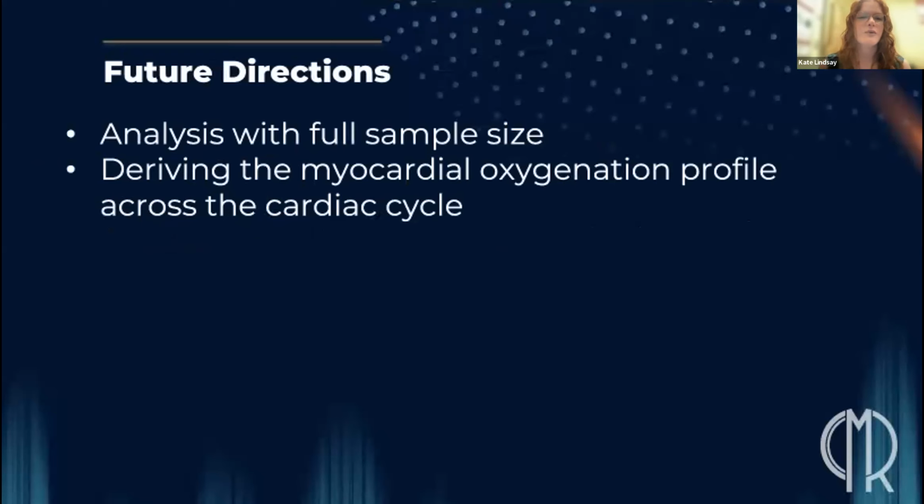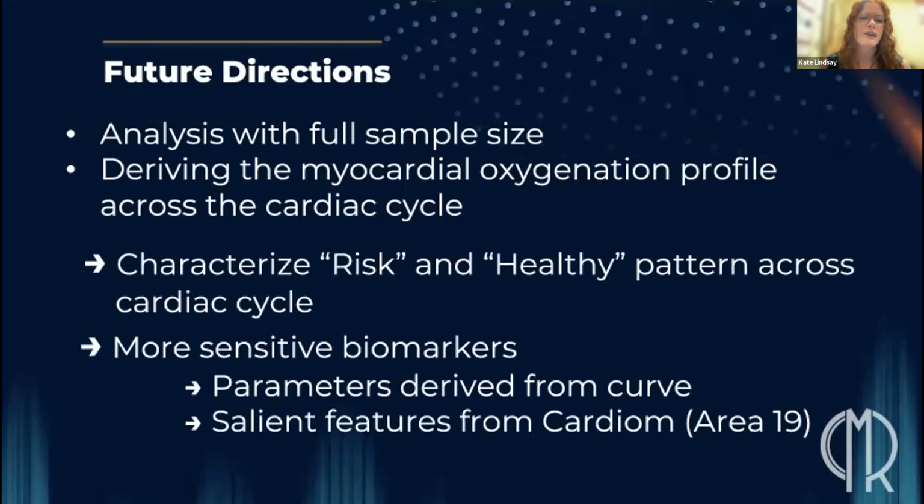To continue this work, I'm going to be performing additional analysis with the full sample size of the study. And I'd also like to derive the myocardial oxygenation profile across the cardiac cycle. So that's that oxygenation curve that previous speakers referred to, rather than just looking at BMOR. So this will allow us to characterize the risk pattern and the healthy pattern of oxygenation across the cardiac cycle. And we can then compare different populations against that curve to see how they vary.